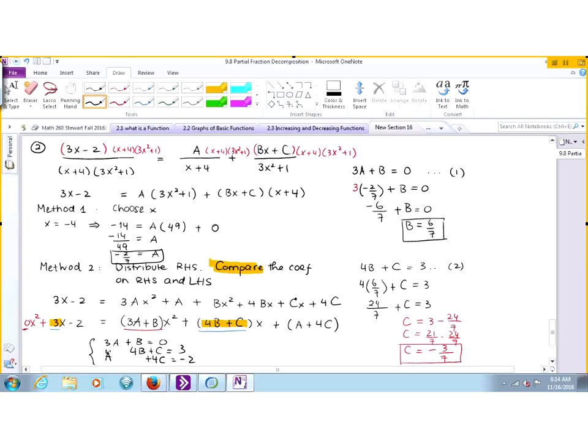So if we could get at least one solved, it's a lot easier. Sometimes method 2 is a lot easier. Sometimes a combination of method 1 and method 2 is easier. Sometimes method 1 is easier. But it's good to know both, right? Okay. So what's my answer? What is my A? Negative 2 over 7.